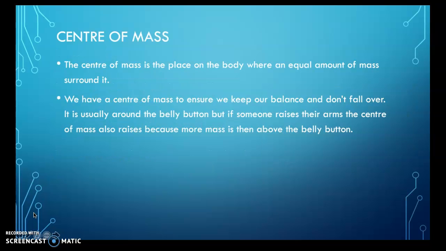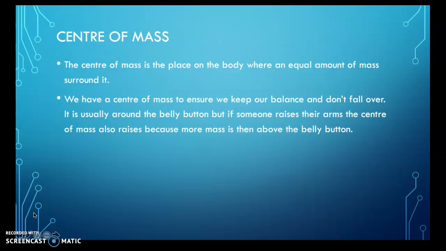So, centre of mass. The centre of mass is the place on the body where an equal amount of mass surrounds it. We have a centre of mass to ensure we keep our balance and don't fall over. This is usually around the belly button, but if someone raises their arms above their head, for example, their centre of mass will also rise because there is more weight going above the normal centre of mass position.